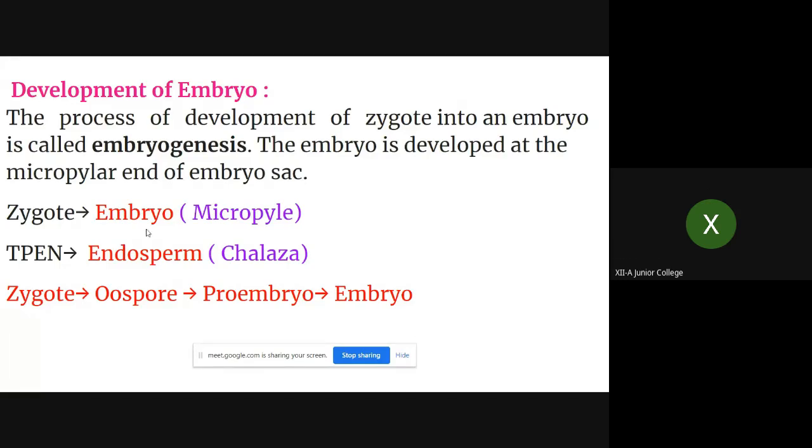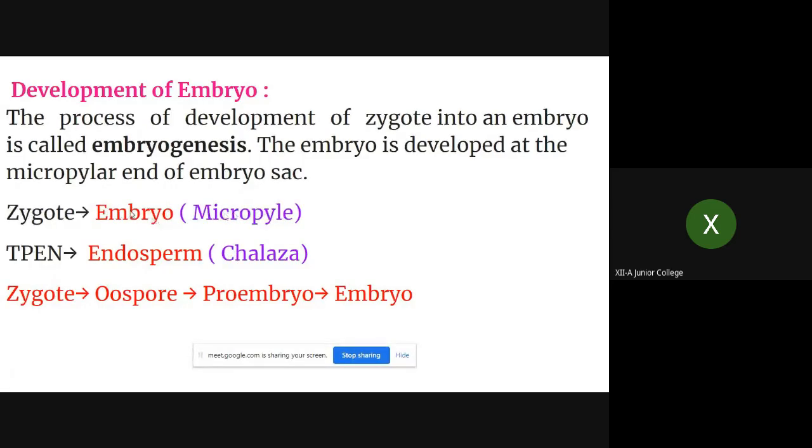Now let us see the definition of development of embryo, that is, embryogenesis. The process of development of zygote into an embryo is called embryogenesis. The embryo is developed at the micropylar end of the embryo sac. And as you studied last time, the endosperm is produced at the chalazal end. Remember these points, because the further explanation is related to these two points.